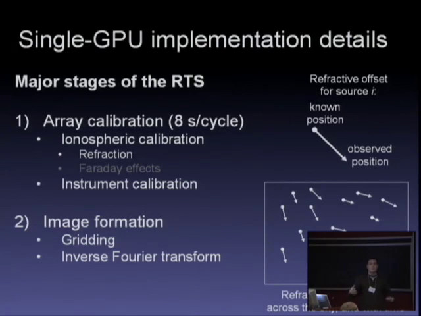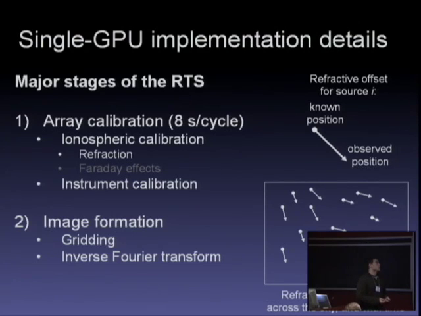The 2 major components that we implemented are array calibration and image formation. The 2 parts of array calibration are calibrating the instruments themselves and coming up with a model for the ionosphere. The ionosphere causes refraction, and this refractive effect varies across the sky with direction. The same thing goes for the gain response of the individual tiles. It's also direction dependent. And not only that, they vary across time.